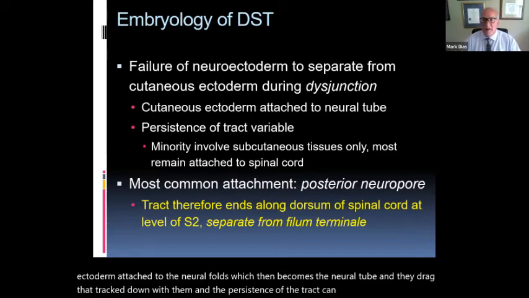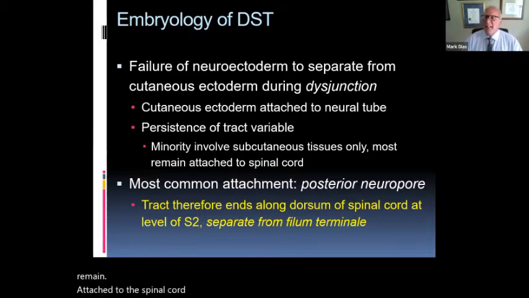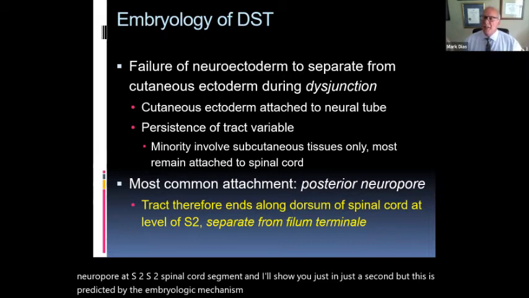I've had very, very few of these that involve the subcutaneous tissues only. The vast majority of them remain attached to the spinal cord, and their most common attachment is to the posterior neuropore at S2. Now it's the S2 spinal cord segment, and I'll show you in just a second. But this is predicted by the embryologic mechanism, right? It's a primary neurulation disorder.